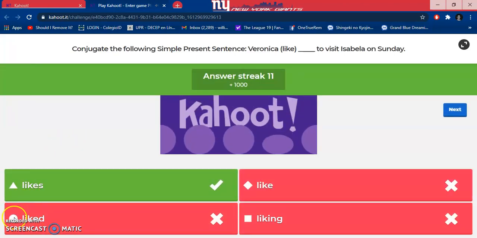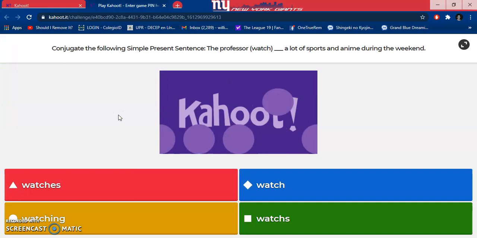Moving on to the next one. Alright, estamos en la antepenúltima. The professor blank a lot of sports and anime during the weekend. So let's do what we have been doing so far. El sujeto, the professor. Si cambiamos eso a un pronombre, if we change that to a pronoun, what would it be? Sería, en el caso mío, since I'm the professor, sería he. If it was a female professor, sería she.